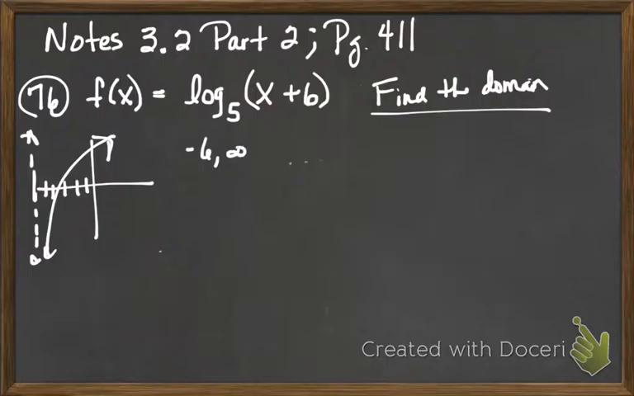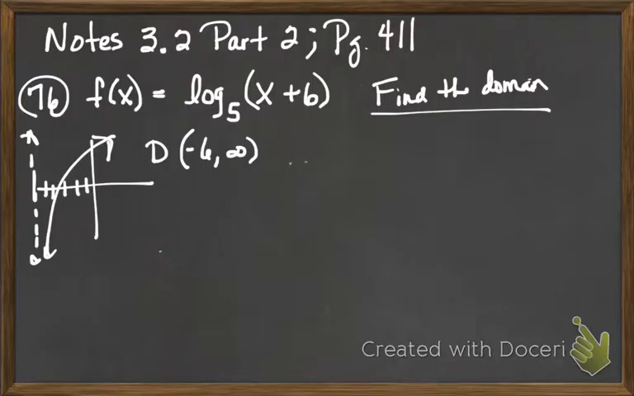What do I put on -6, a parentheses or a bracket? I put a parentheses because my graph is never going to have an x value of -6. It's just going to approach that broken or dotted line called an asymptote. So that's one way you can find the domain of a log function. You can think about what it looks like graphically.